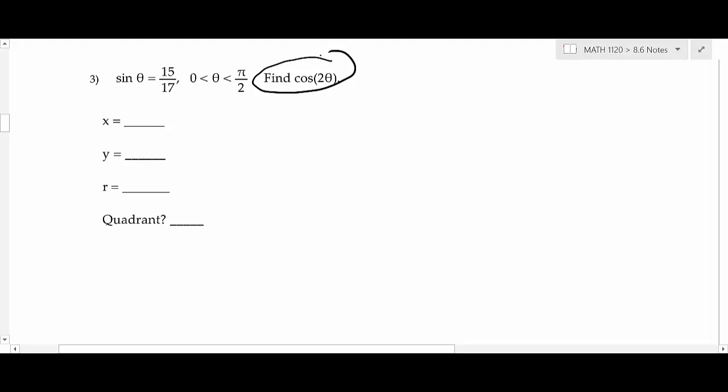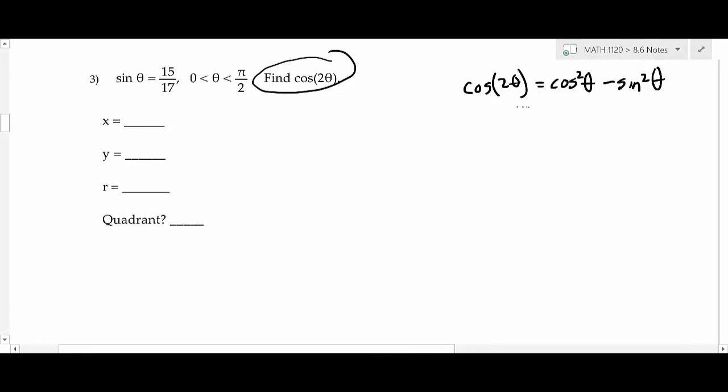If you're asked to find the cosine of 2 theta, you usually need to go right to one of the identities. I only remember one of the 3 identities, so this is what I do: cosine of 2 theta is cosine squared theta minus sine squared theta, like that. That's an identity. So if I can figure out cosine squared theta and sine squared theta, I got it.